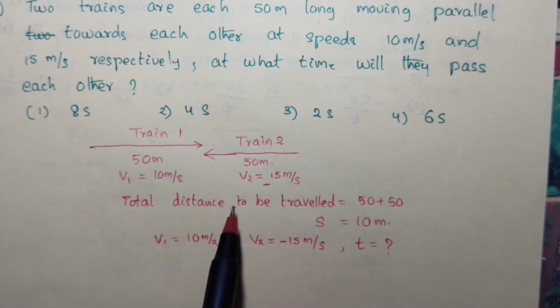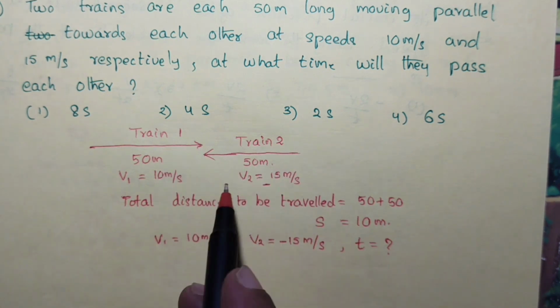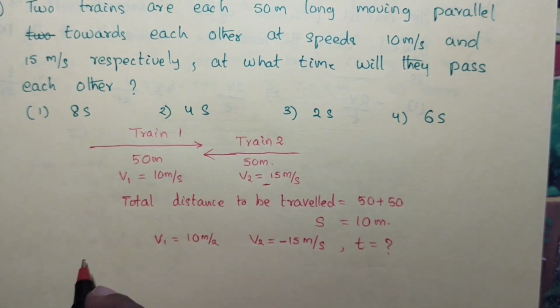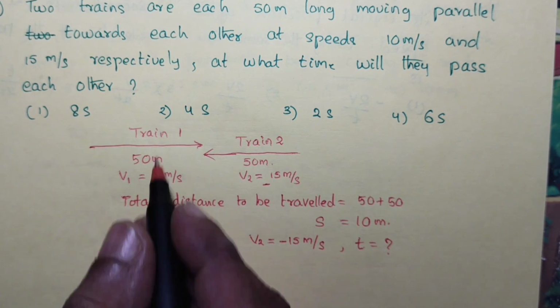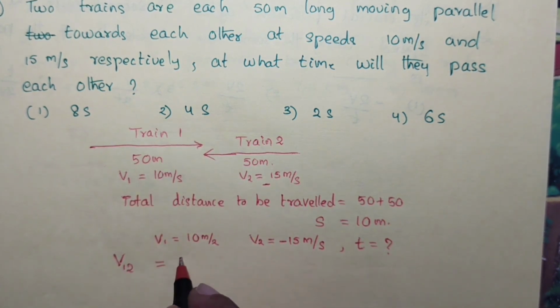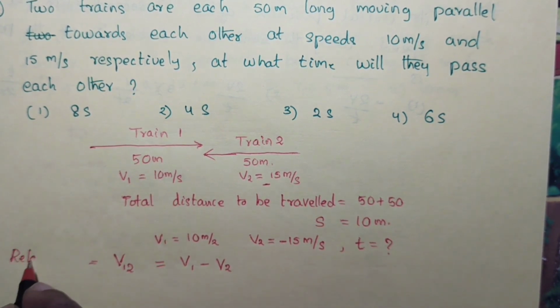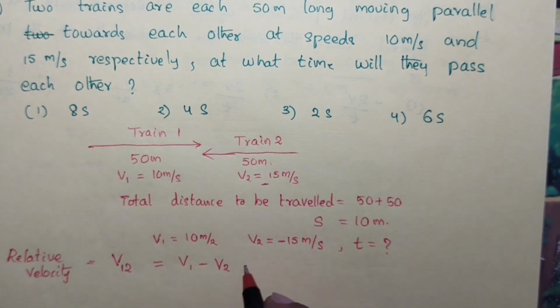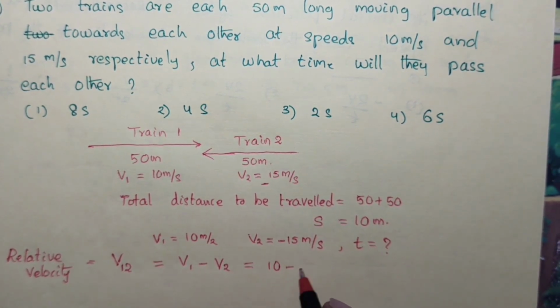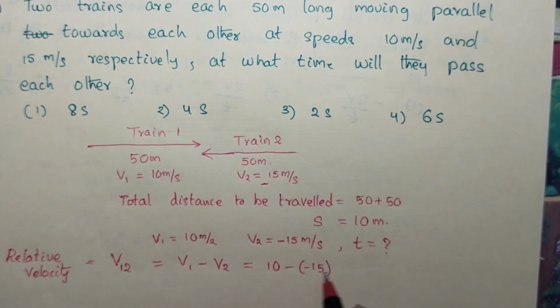To solve this problem easily, we should take the relative velocity of one train with respect to the other. By using relativity, we can solve it easily. The relative velocity of train 1 with respect to 2 is equal to v1 minus v2. The relative velocity of 1 with respect to 2 is equal to 10 minus minus 15, which will be 25 meters per second.